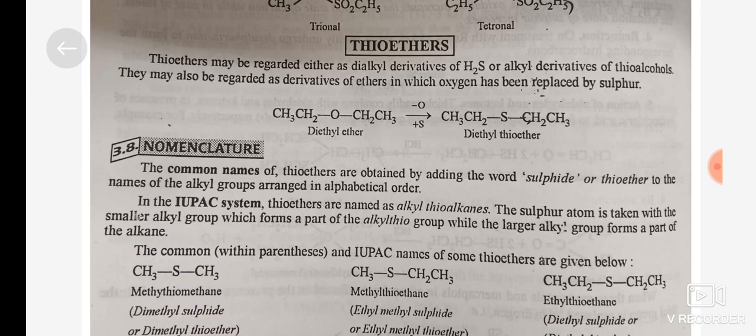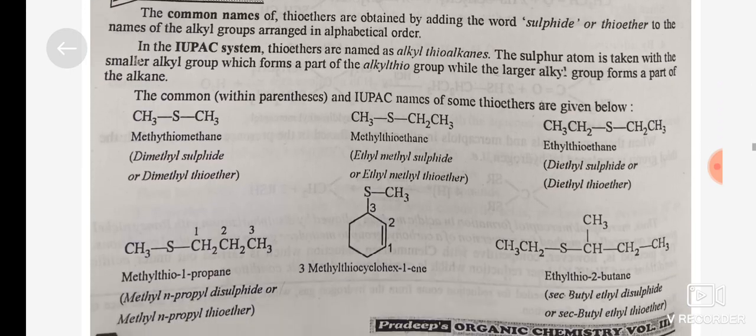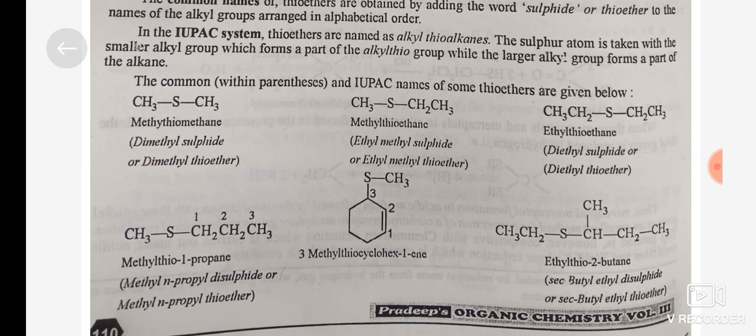In the IUPAC system, thioethers are named as alkylthioalkanes. The sulfur atom is taken with the smaller alkyl group, which forms a part of the alkylthio group, while the larger alkyl group forms a part of the alkane. The common and IUPAC names of some thioethers are given below, like dimethyl thioether, 2-methyl thiocyclohexane.